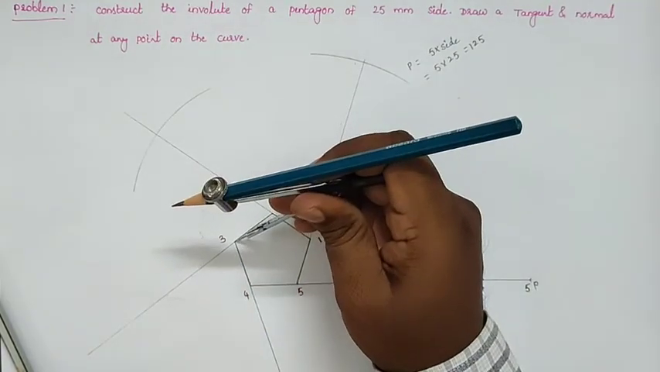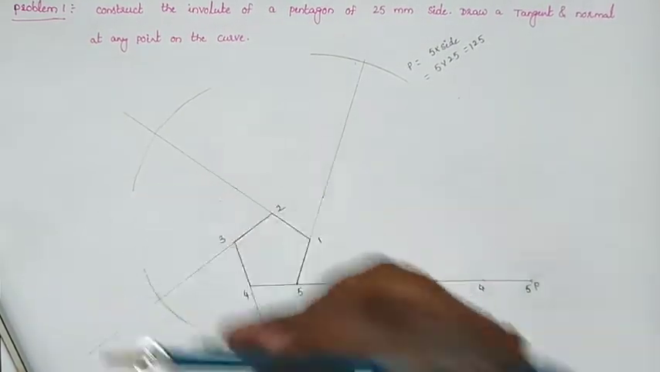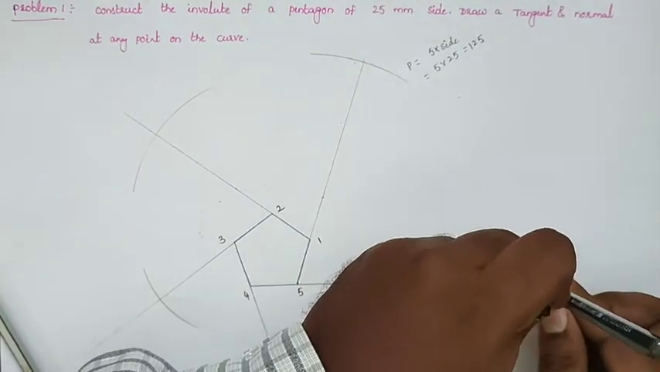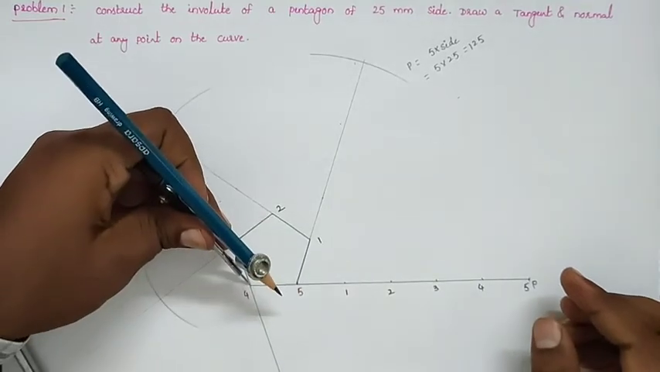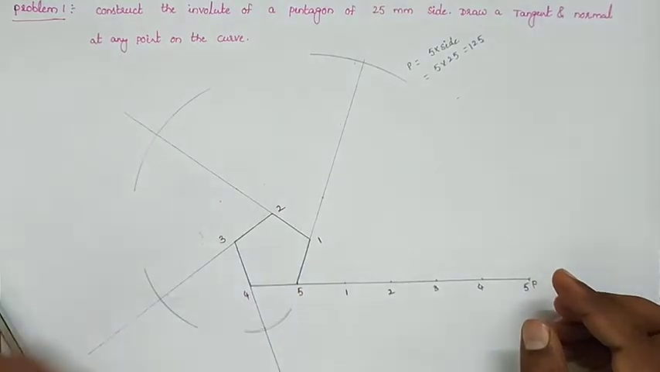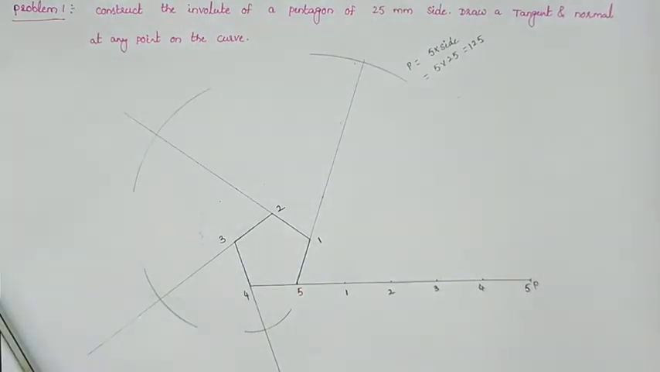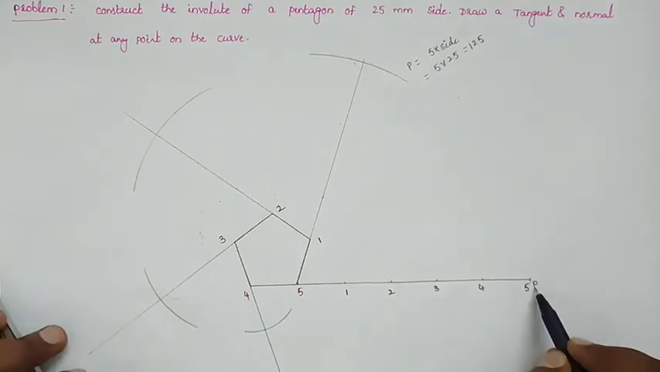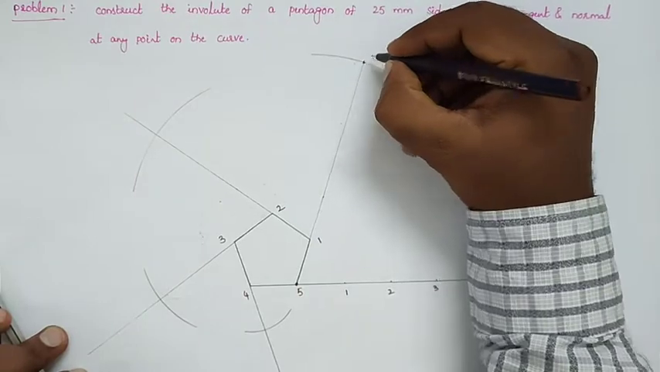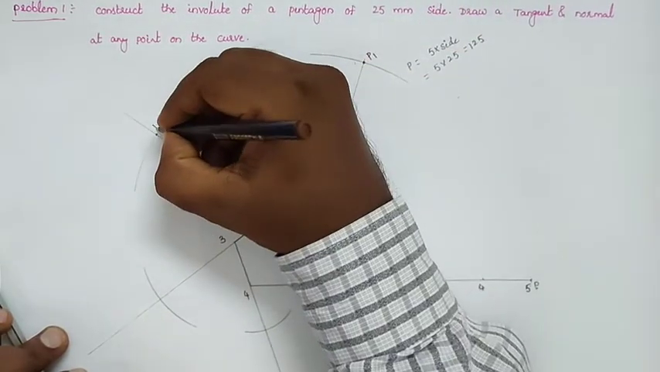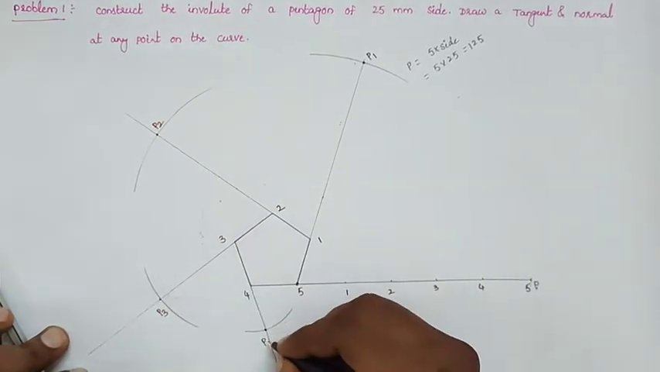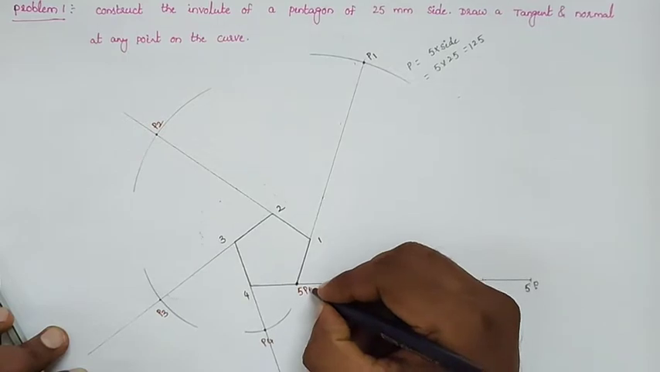3 as the center, draw another arc. Next 4 as the center, 4P as the radius, draw the arc like that. Now we will get the different points. So 5 and 5P, at 5 we will get another point. In locating the different points, P1 here, P2 here, this is point P3, this is point P4. So at 5 we will get P5.